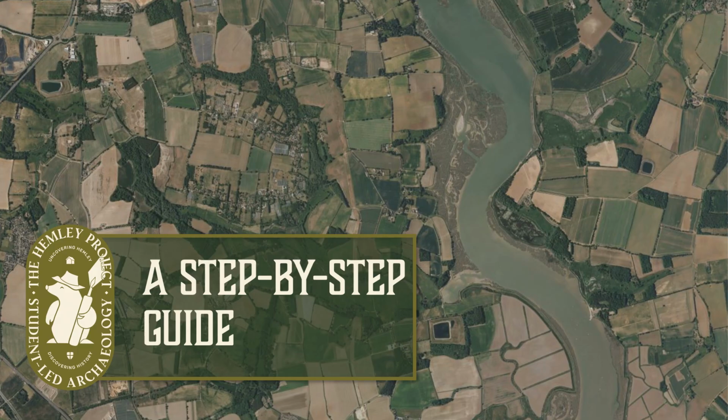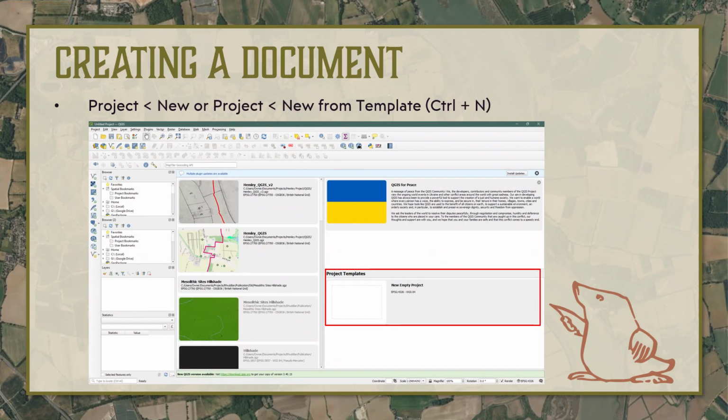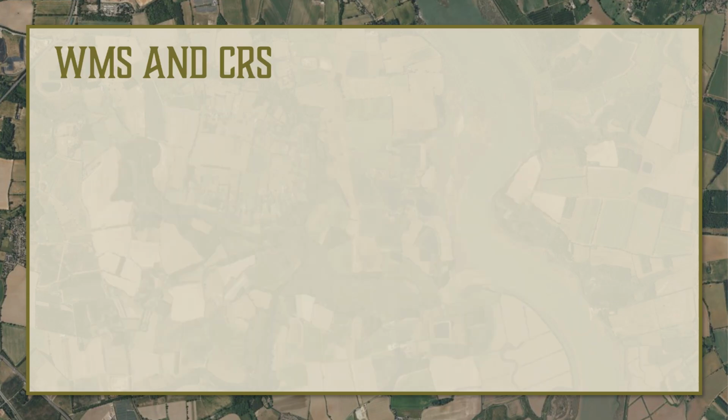So this is a step-by-step guide on how to use QGIS, or at least how to get started with QGIS. I would consult the forums for more detailed guidance. So to create a document, go to Project. That's in the top toolbar. Go to New Project, or New from Template. So that's if you want a particular template. And you can use Control N as a shorthand as well.